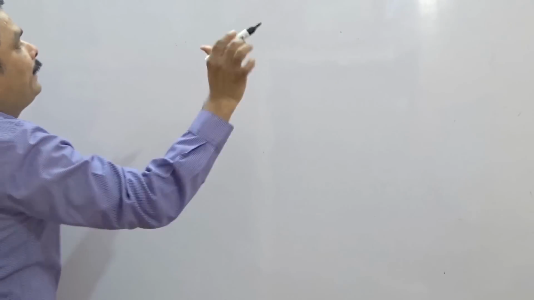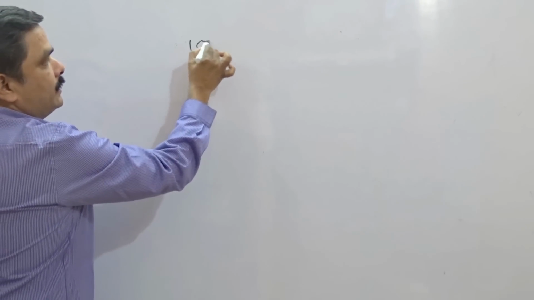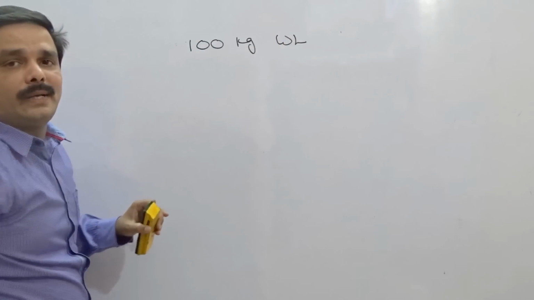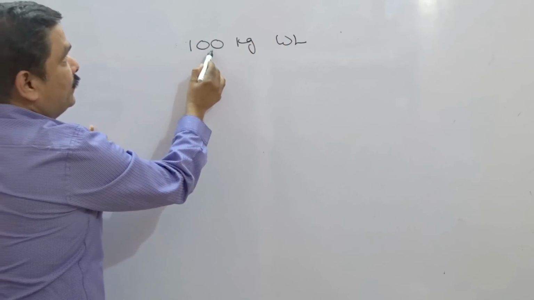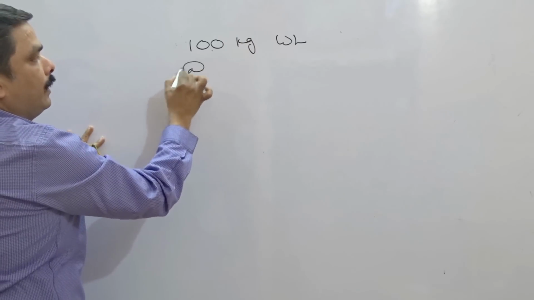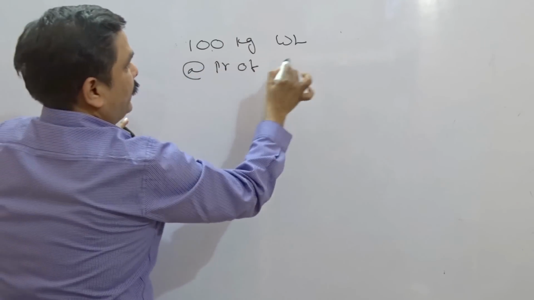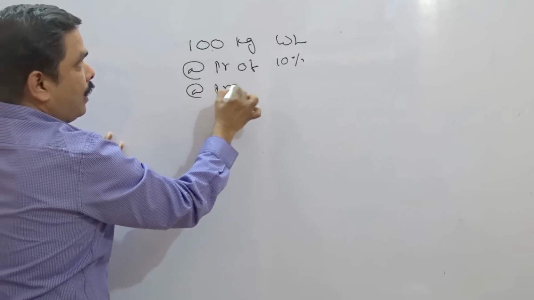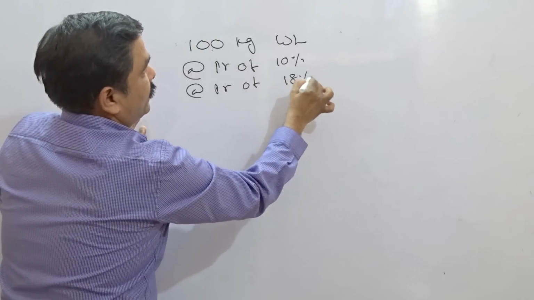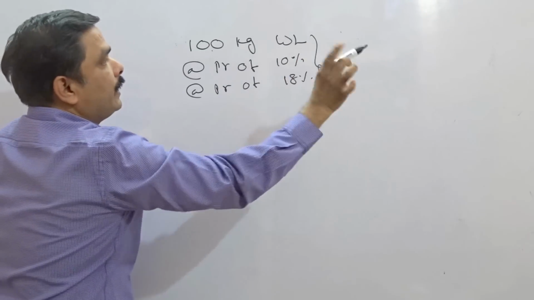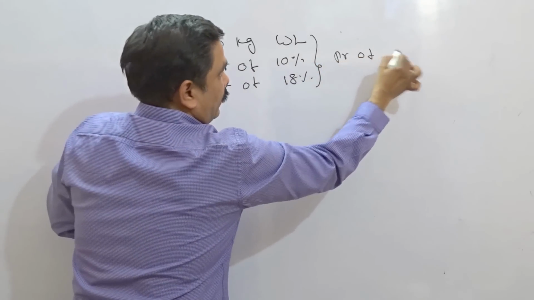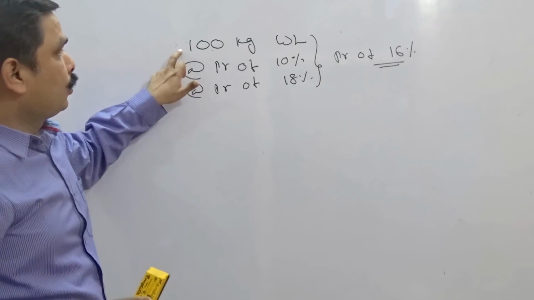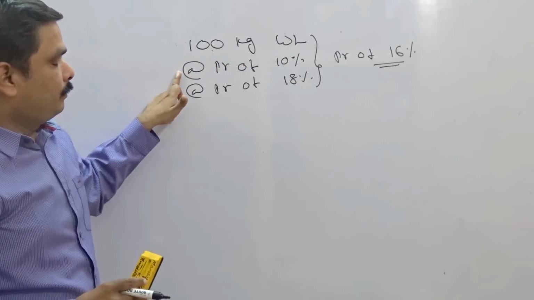For example, a trader has 100 kgs of, let us take wheat or rice, whatever it may be, 100 kgs of wheat. Now part of this one he sold at a profit of, let us take 10%, and the rest at a profit of, let us take 18%. On the whole, he got a profit of, let us take 16%. A trader has total 100 kgs of wheat. One means some of them, right?